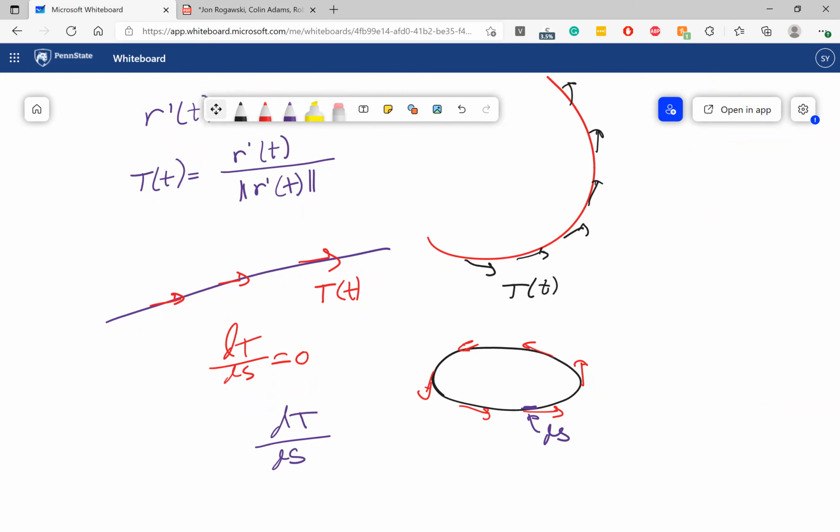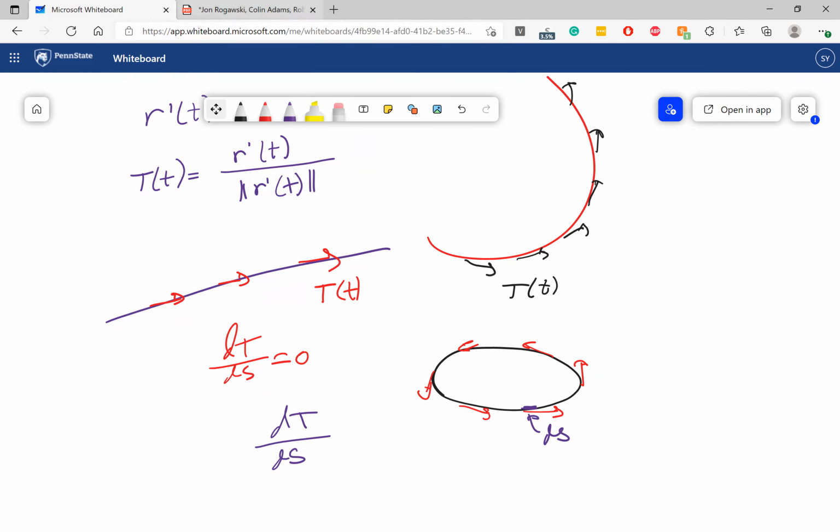Yeah, so the equation for big T is just the unit tangent vector. So you take your tangent vector and you divide it by its magnitude and you get its unit. Any questions?